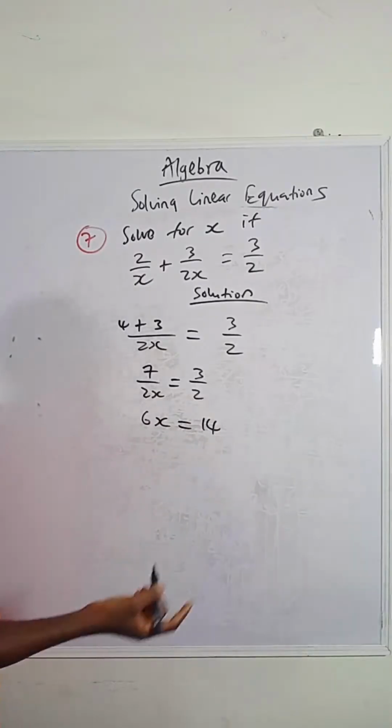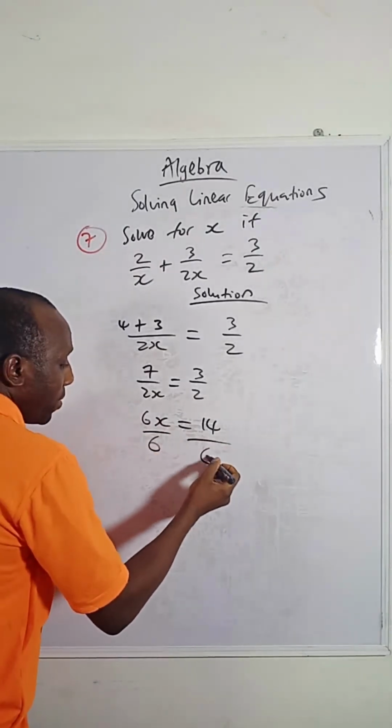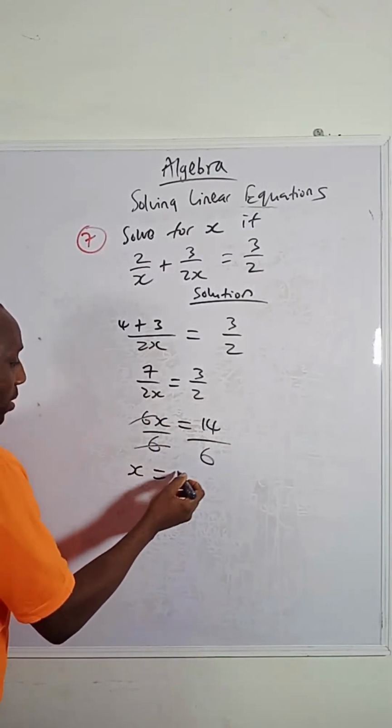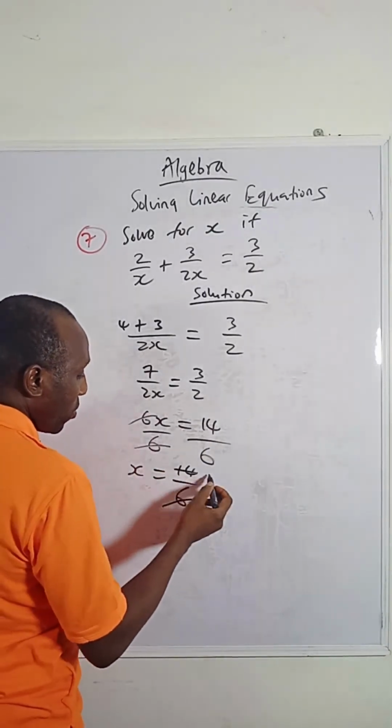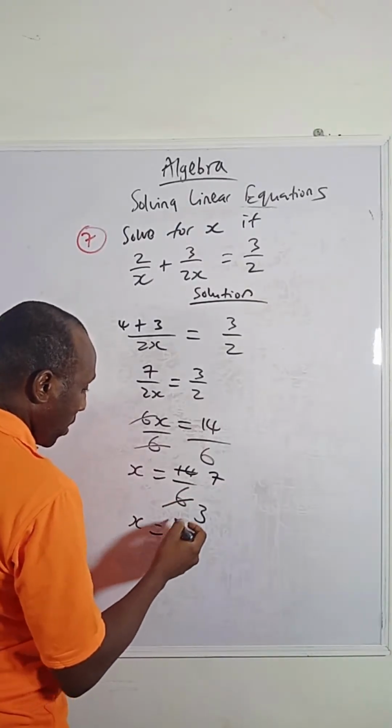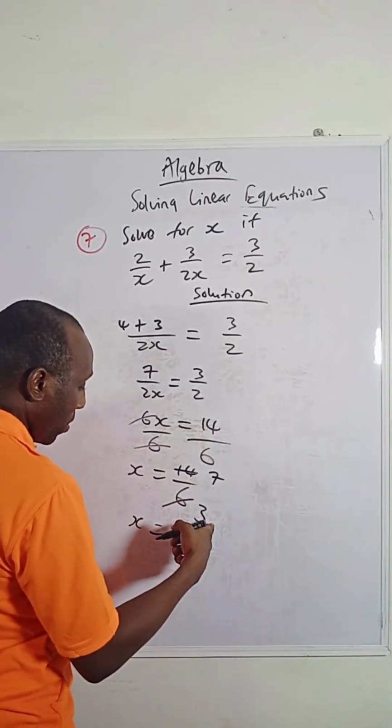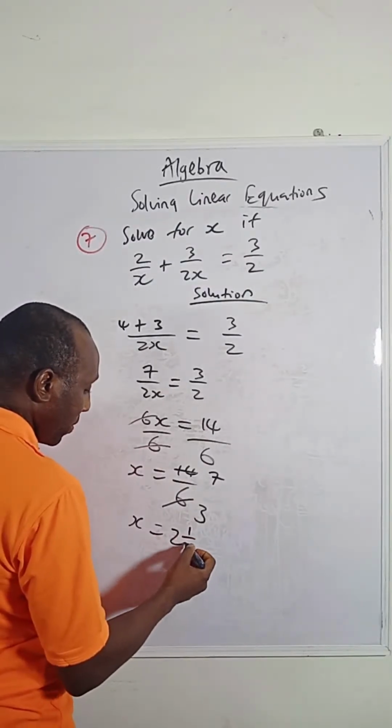7 times 2 is what? 14. Divide both sides by 6, right? X is equal to what? 14 over 6. But we can simplify this. 2 here is 3. 2 here is what? 7. So your answer is what? 7 over 3, which is what? 2 and 1 over 3.